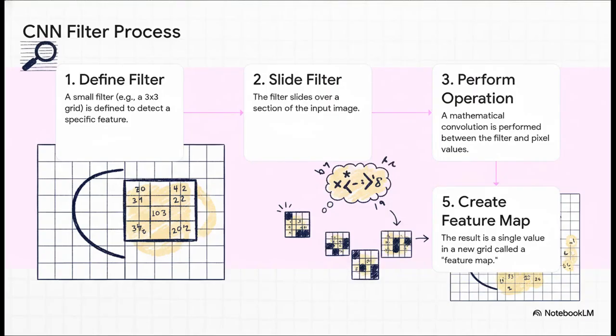Okay, to make this a little more real, let's zoom in on that CNN filter for a second. Imagine you have a tiny little magnifying glass, that's our filter, and it's looking for one specific pattern, like say a horizontal line. It just slides across the image, section by section, and does a quick little calculation. And whenever it finds a match, boom, it lights up that spot on a brand new map, which we call a feature map. By layering thousands of these maps, each looking for a different feature, the network eventually learns to see the whole picture.